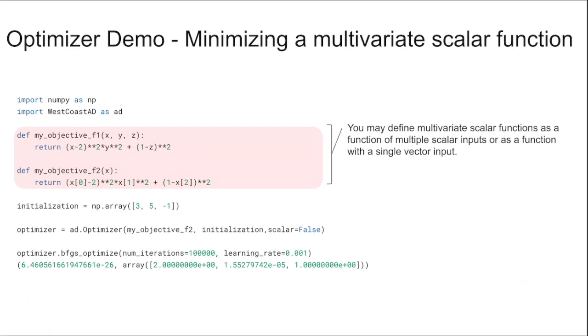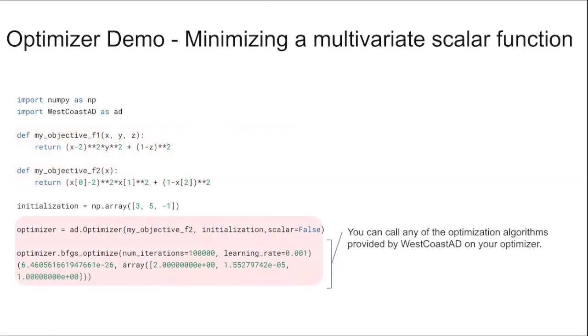You can perform optimization on multivariate scalar functions too. Define an objective function either with multiple scalar inputs, as we have shown here, or with a single vector input, which is my objective f2 in this example. Same as before, initialize an array. Note that the array length should be same as the number of scalar inputs or the length of the vector input. Create an instance of the optimizer class as before using the objective function and the initialized values. In this example, we show the BFGS optimizer.